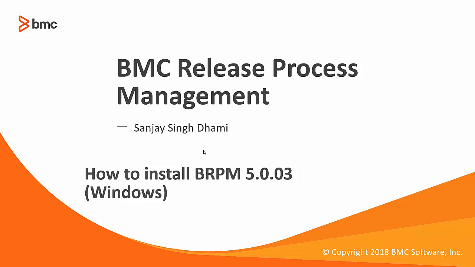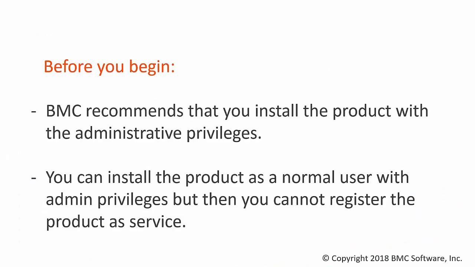In this video, we will see how to install BRPM 5.0 SP3 on a Windows server. Before we install, make sure that you install the product with administrator privileges. You can install the product as a normal user with admin privileges, but then you cannot register the product as a service. Let's begin the installation.